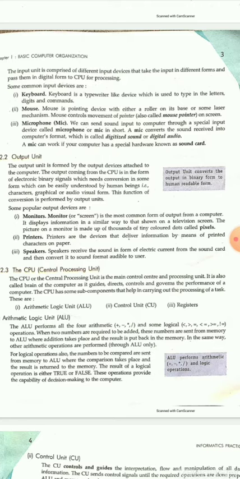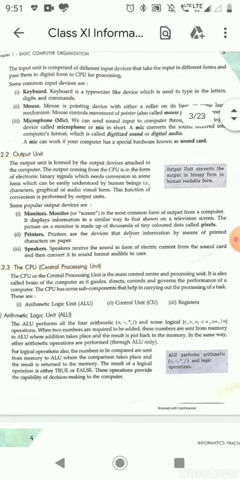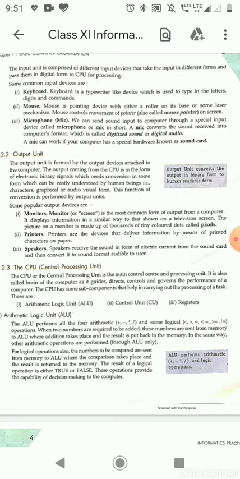That means first we give input to our computer in the form of 1 and 0. Then computer processes it, and after processing, when the output is generated, the output is again converted into user understandable form with the help of output devices. The popular output devices are monitor, also known as VDU, visual display unit, printers which is used to print the hard copy, and speaker which usually gives audio output.